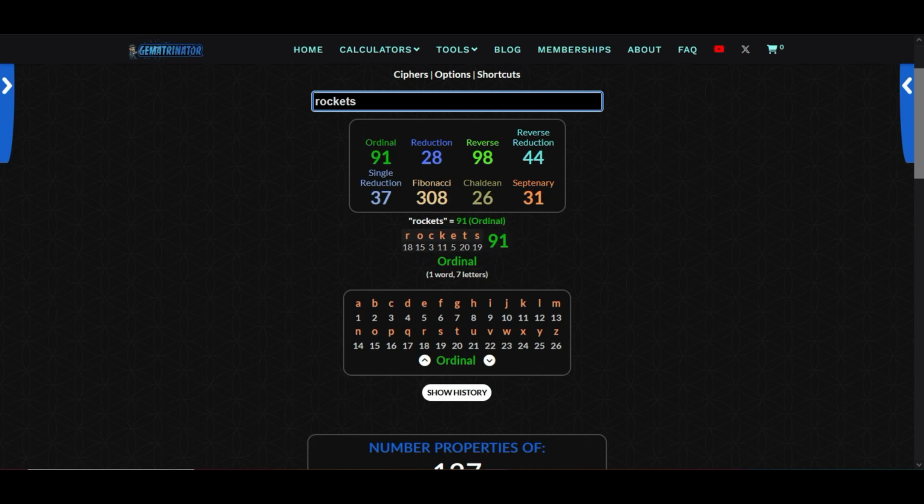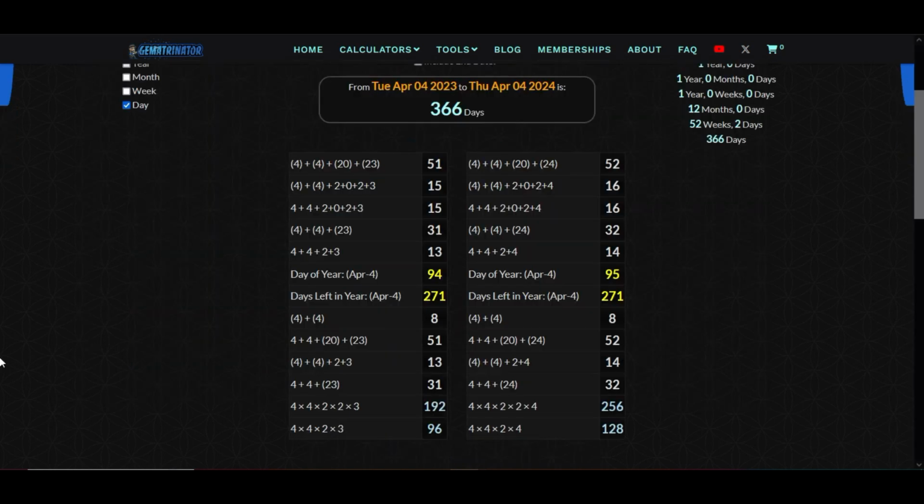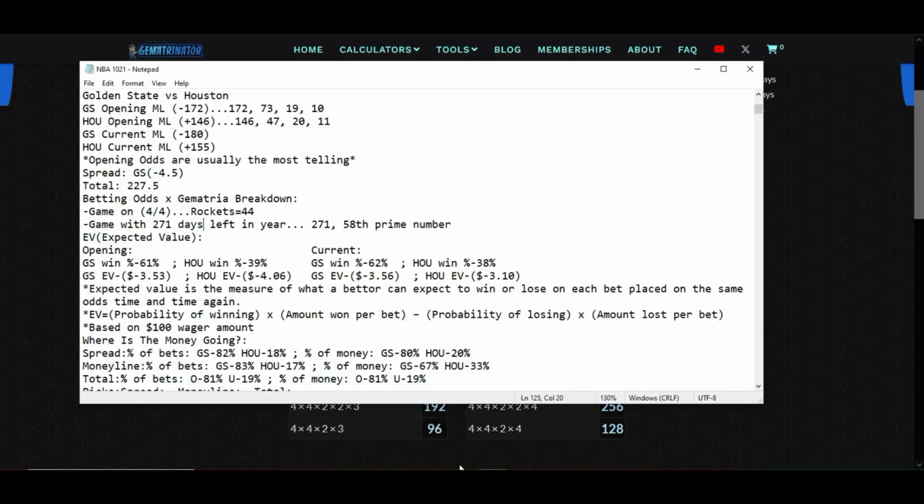Z is 1, A is 26, and reduce the double-digit values. Rockets would equal 44. Of course, the game is on 271 days left in the year. And 271 is the... hold on, I'm going to save that. 271 is the 58th prime number, as you can see right here. 271 is the 58th prime number, as you can see right there.